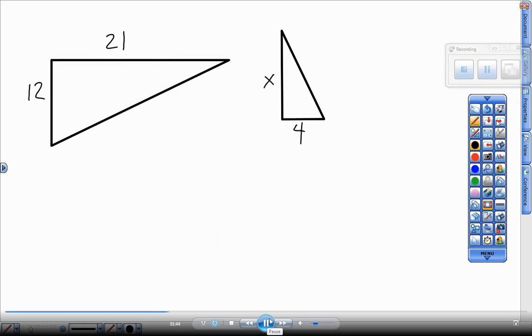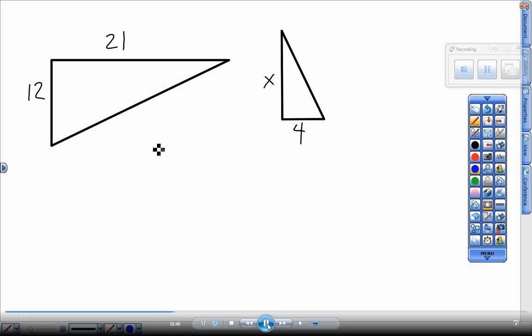Okay, the next problem has you take a couple that are oriented a little bit different, a little bit harder to see. But again, this is the bottom. This is the little bottom. This is the vertical side of the big triangle. This is the vertical side. So you need to look at them.